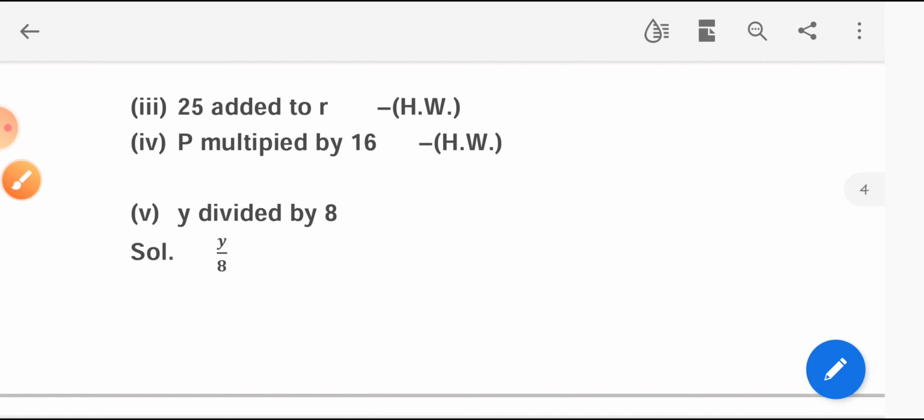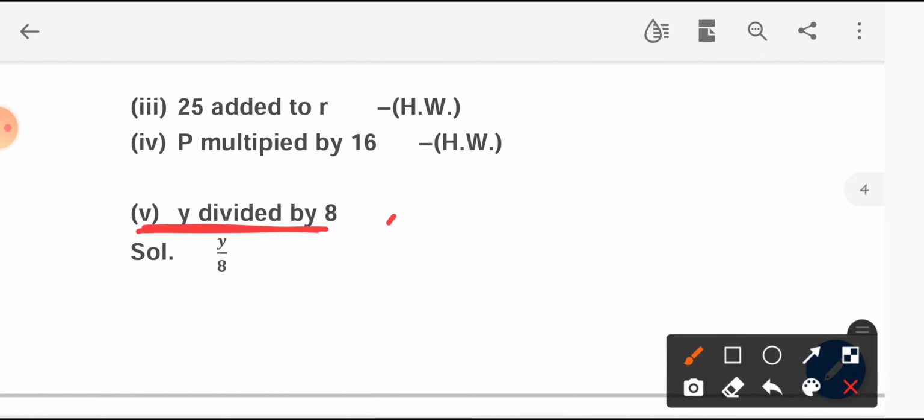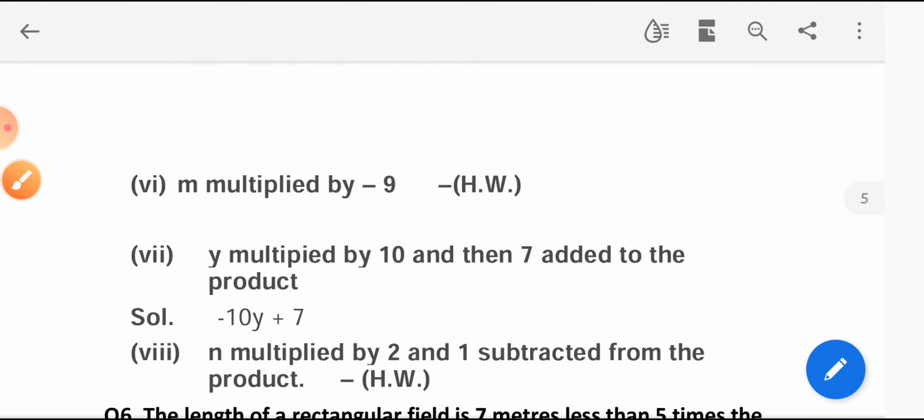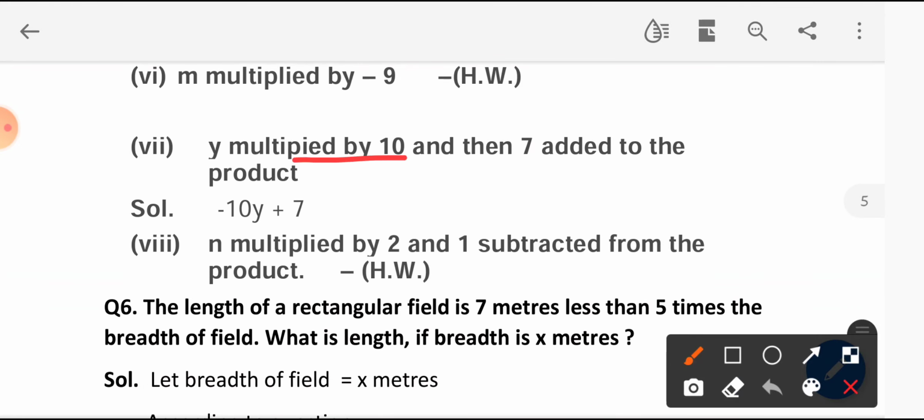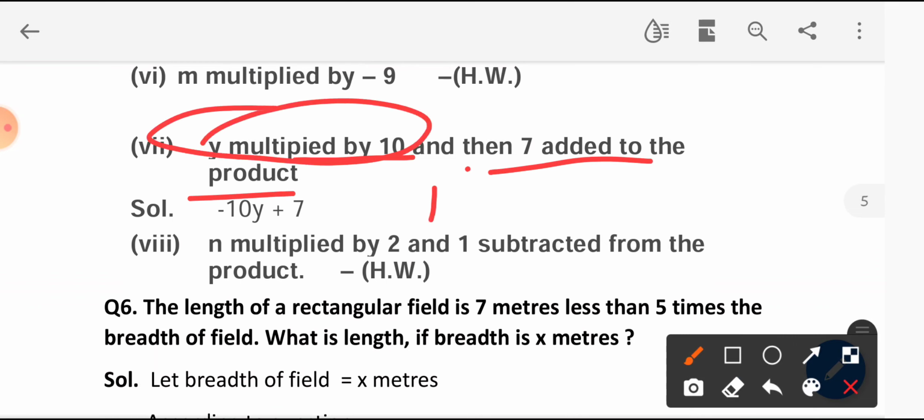Then y divided by 8. Y divided by 8 means y upon 8. Then y multiplied by 10 and then 7 added to the product. Y multiplied by 10. First of all we have to multiply y with 10. So 10y. Then after multiplying you have to add 7 to the product.